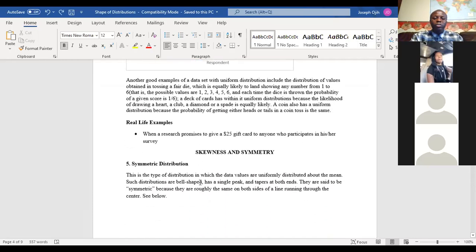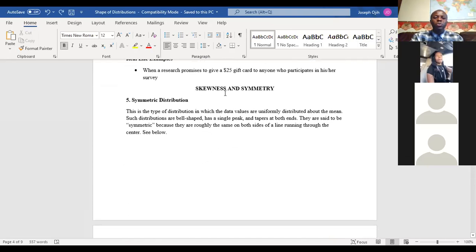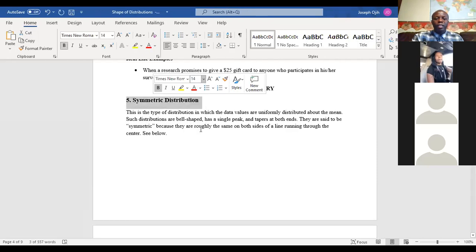Then this will now lead us to what we call skewness and symmetry. This is the type of distribution whereby the data values are uniformly distributed. In that case, we call it a symmetric distribution. Just like your body, if you cut it in half, you can see that they are the same on both sides. They are like twins, mirror images.